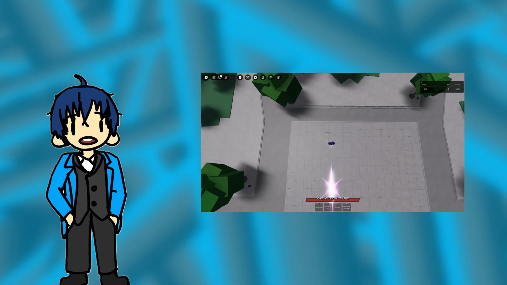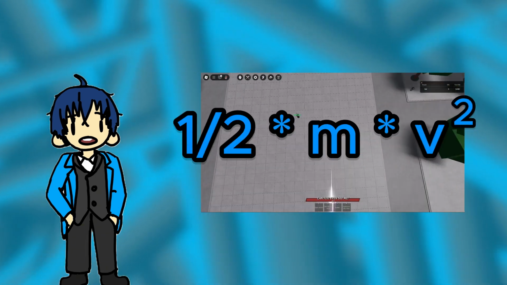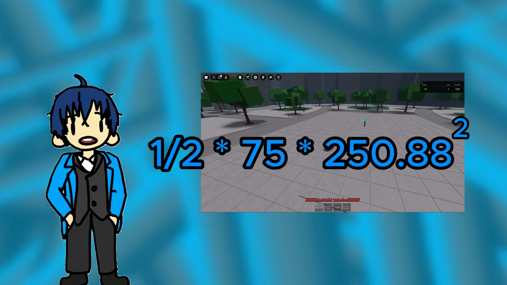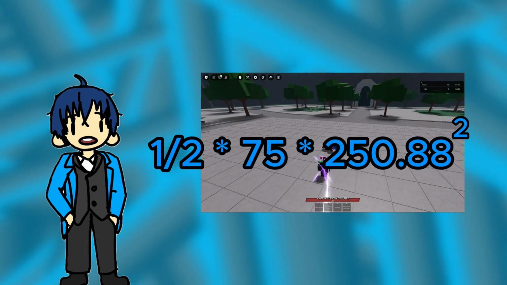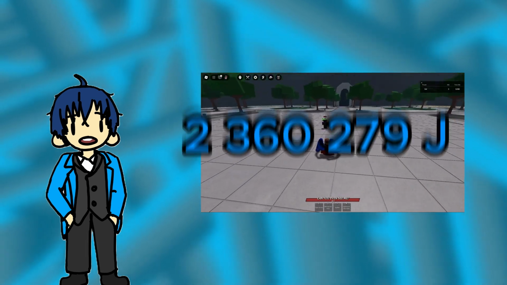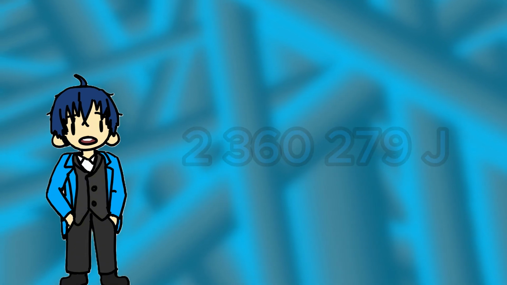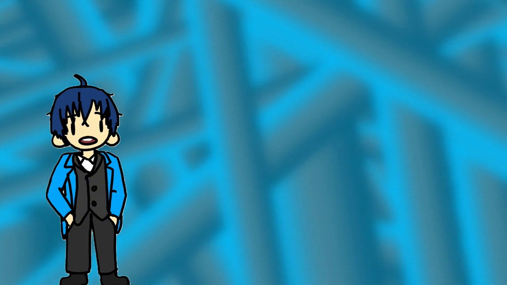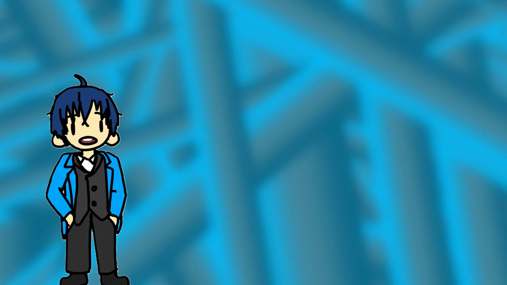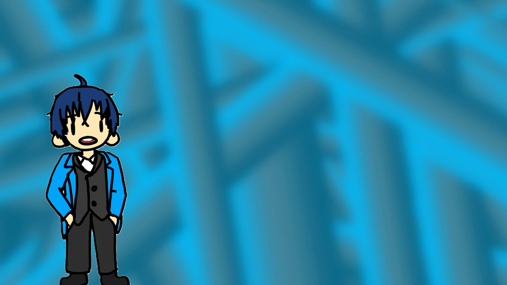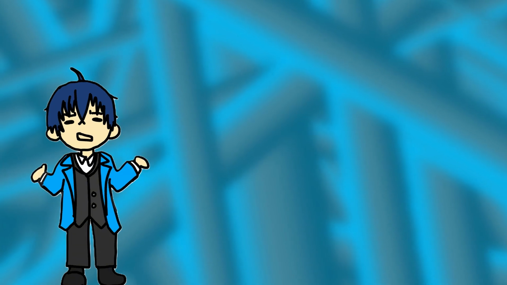In this case, your kinetic energy would be half times your mass times your velocity squared, which would come out to half times 75 times 250.88 to the power of 2. That's 2,360,279 joules. That's all well and good. That's a lot of energy. Though, it's only enough to power a basic appliance for less than an hour. Yes, it's impressive that we generate that instantly, but still.